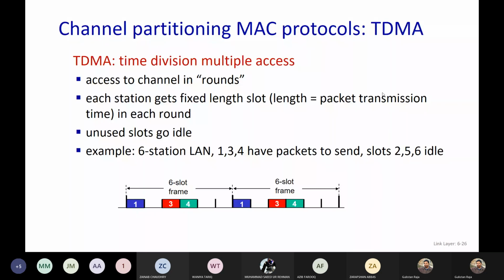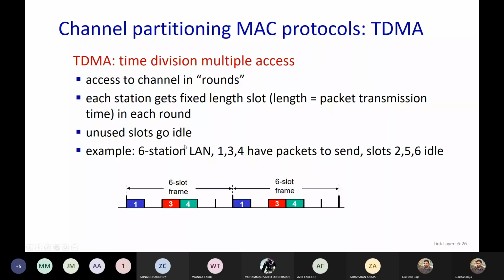Now if there is nothing to send for a node or station, then that slot goes idle. That slot cannot be used by some other station. For example, let's say that we have a 6 station LAN, and we have divided the total time into 6 equal time slots, and each slot is given to each station.